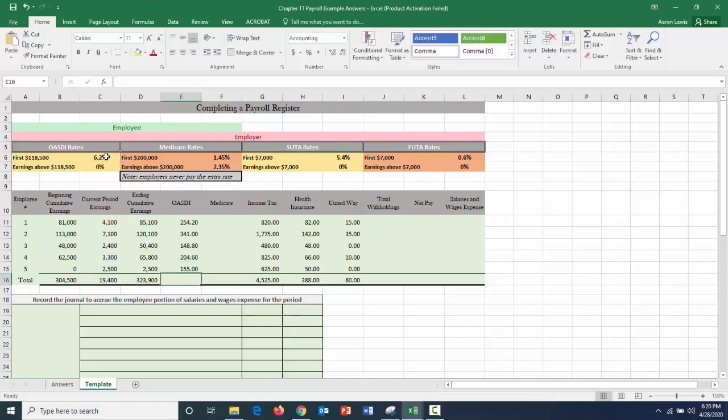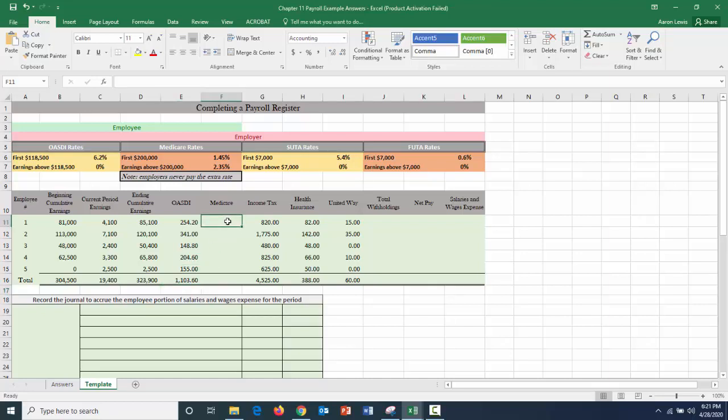6.2%. And in total, our employees are getting an amount taken out of their paychecks equal to the sum of each employee's OASD tax, which was $1,103.60. Let's move on to Medicare tax.